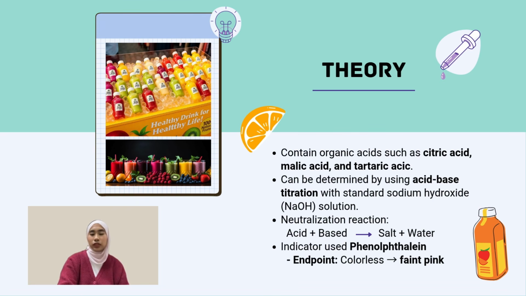The neutralization reaction can be summarized as acid plus base becomes salt plus water. To identify when the reaction is complete, we use phenolphthalein as an indicator. Phenolphthalein is colorless in acidic solution. It changes to a faint pink color when the endpoint is reached. This faint pink color indicates that all the acid in the fruit juice has been neutralized by the sodium hydroxide.